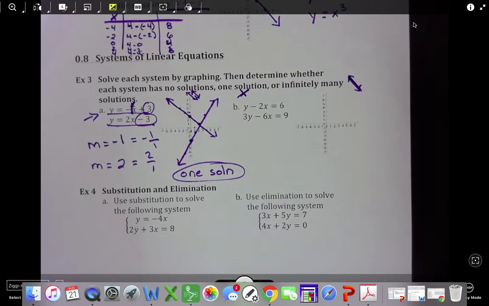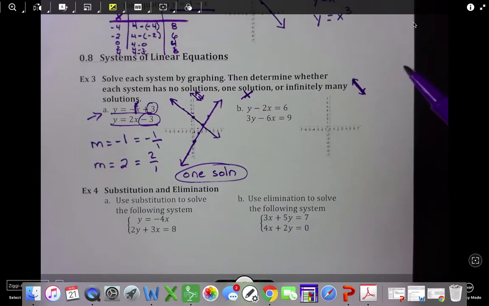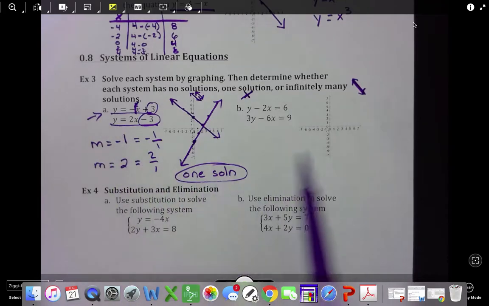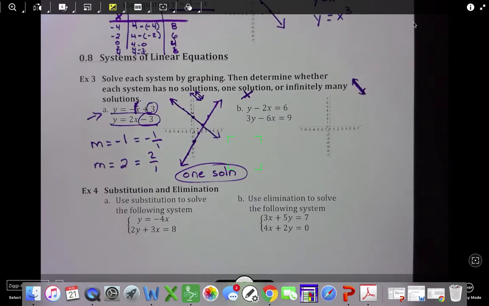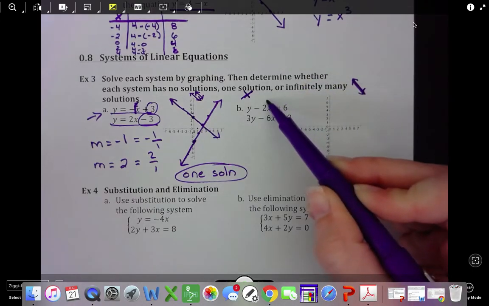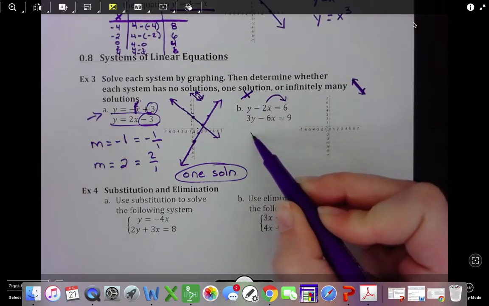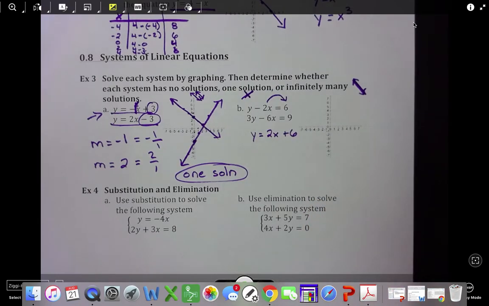All right, so part B, we're going to do in the exact same way as we did part A, except this one is not in what's called slope-intercept form. We need to make sure the y is by itself on one side of the equal sign. Here the y is not. So for part B, the first equation, we have to get rid of that 2x. So I'm going to move the 2x to the other side by adding 2x to both sides, which should make y equals positive 2x plus 6. Okay? All right? And that equation is done.